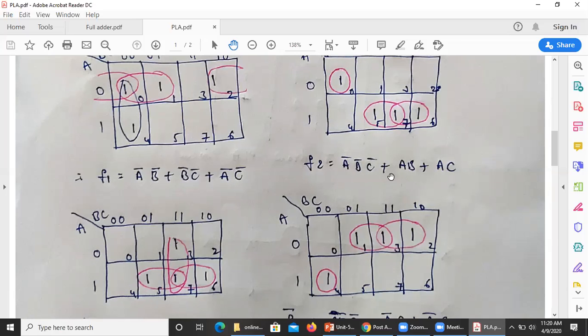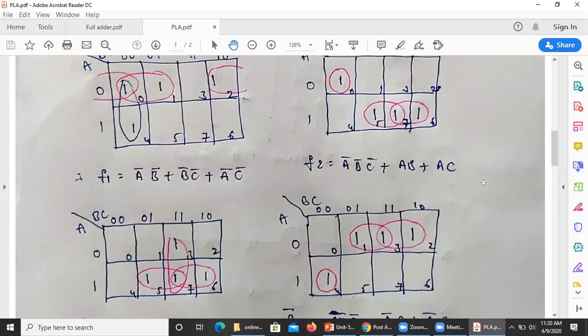And for F2, we are getting A bar, B bar, C bar, A, B, and AC. But is there any common terms between F1 and F2? There is no common terms. So due to that, how many product terms are we getting here? 1, 2, 3, 4, 5, 6. 6 product terms.